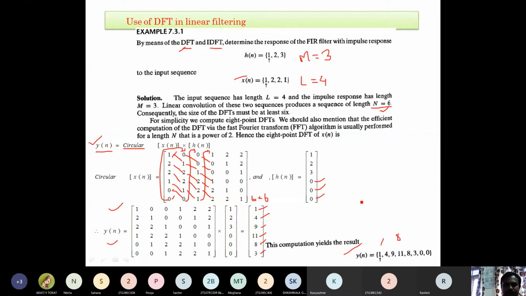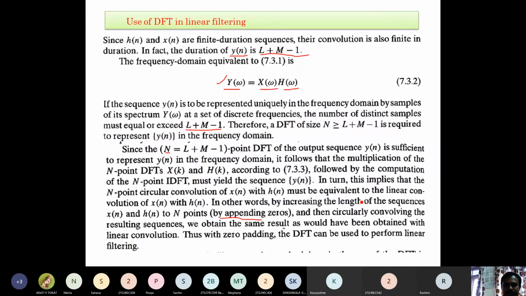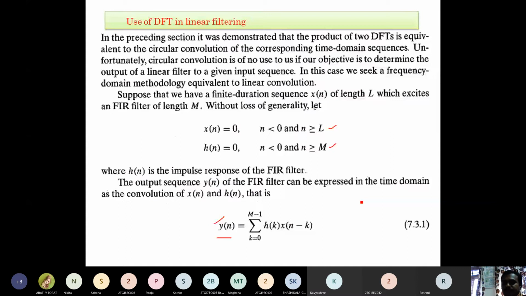So any doubt about this DFT linear filtering concept?